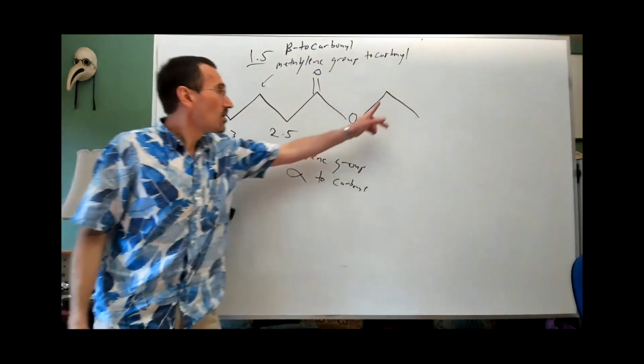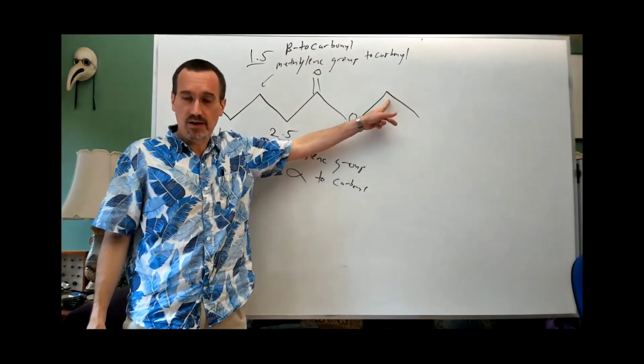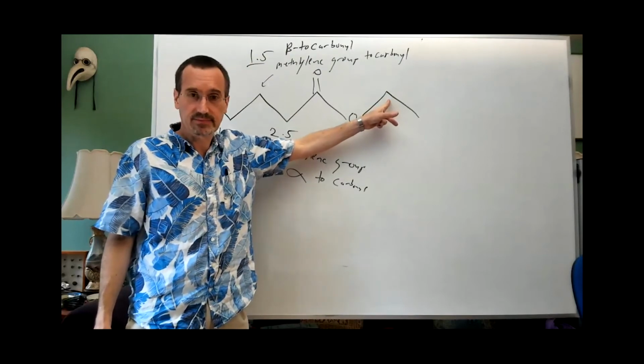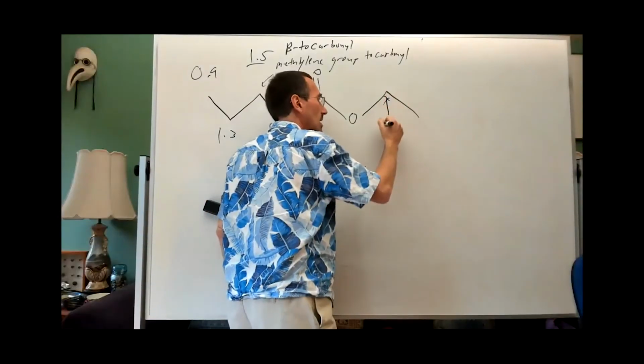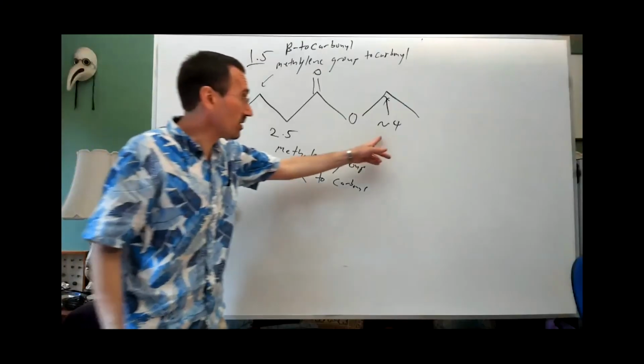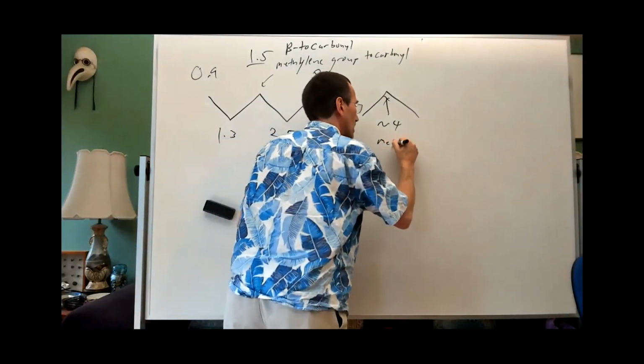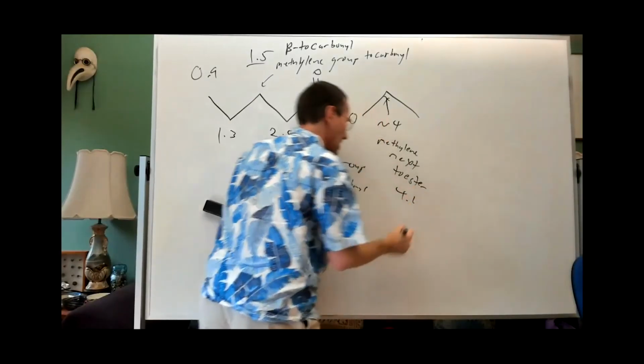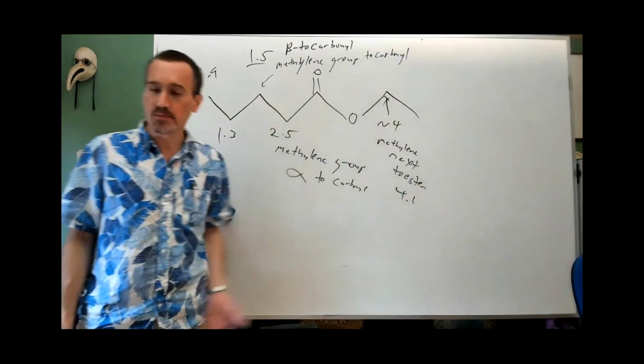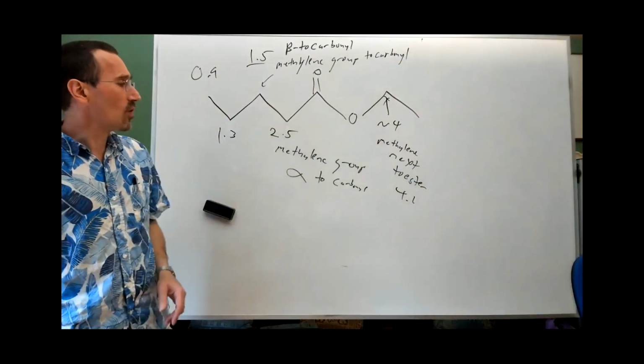All right. What about this methylene group over here? About 4 ppm. Why? Because it's a methylene right next to an ester. A methylene group next to an ester. And I think I said 4.1 if we want to add another decimal place. 4 is fine.